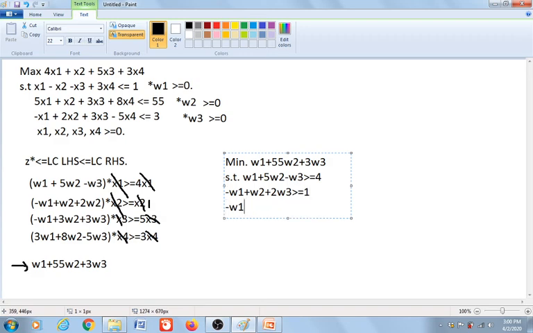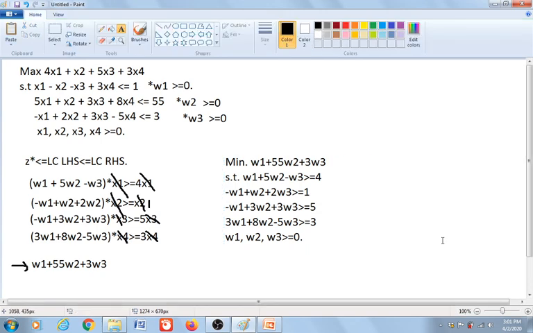and then minus w1 plus 3w2 plus 3w3 bigger than or equal to 5, and the last one 3w1 plus 8w2 minus 5w3, and that should be bigger than or equal to 3, and the non-negativity statement for the decision variables, so w1, w2, w3 bigger than or equal to 0. So we just get a new LP problem.